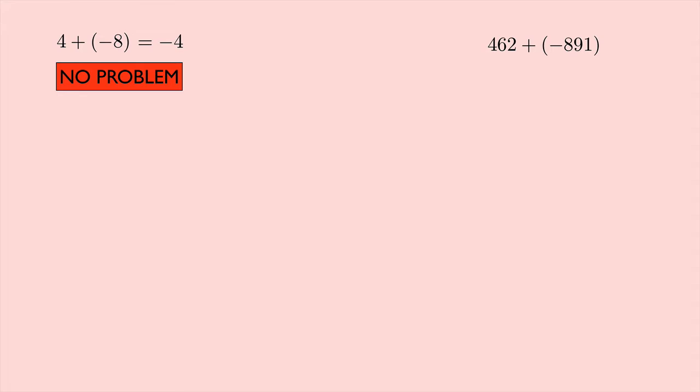Let's talk about going big. Suppose we have 4 plus -8. That's -4. No problem. But what if we have 462 plus -891? That might be a problem. But let's look at it.